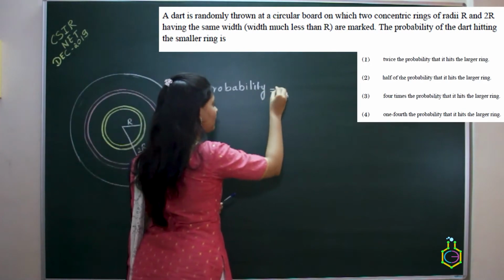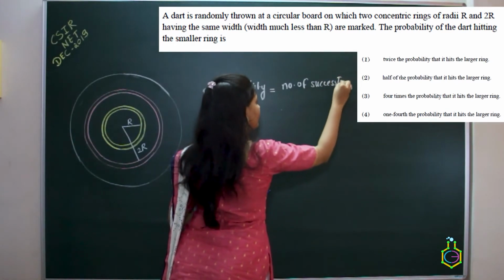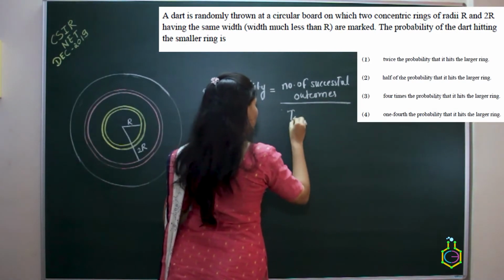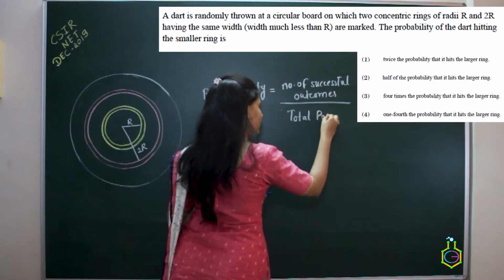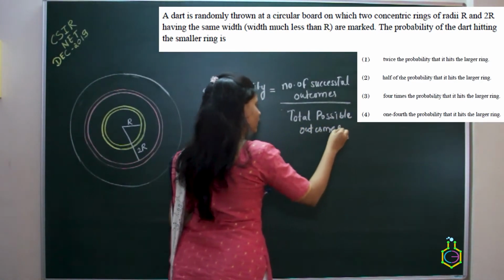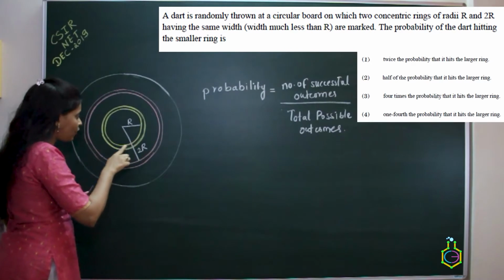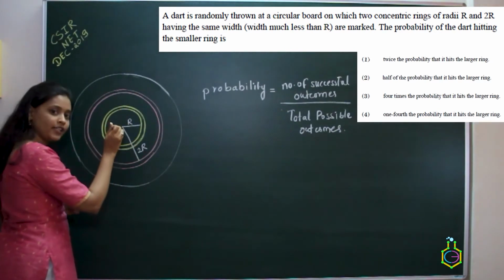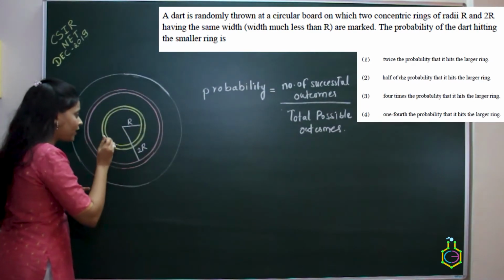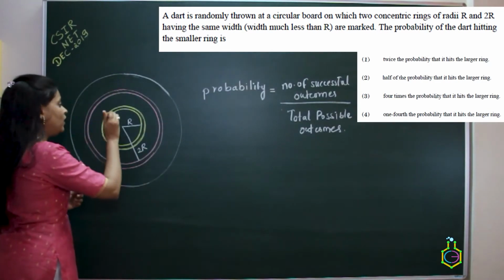What is the definition of probability? Number of successful outcomes divided by total possible outcomes. So here we have to find out what is the probability, or what is the circumference of this given ring, so that a dart can hit here as compared to the total probability. The dart can hit the smaller ring as well as the larger ring. But here we just have to find out the probability for the smaller ring.